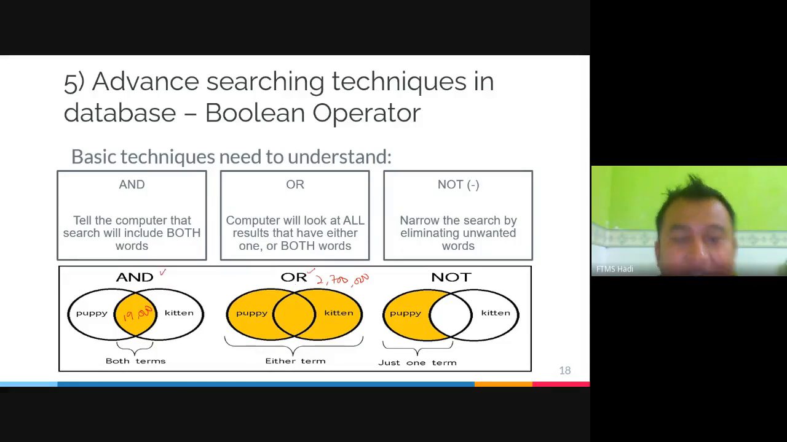OR is to widen an option. AND is to limit an option. This one is limit option. This one widen the option. Okay, all right. Let's have a look at NOT.